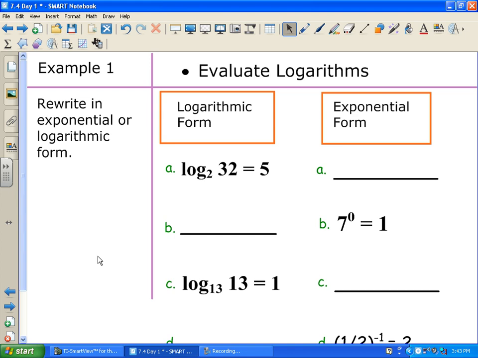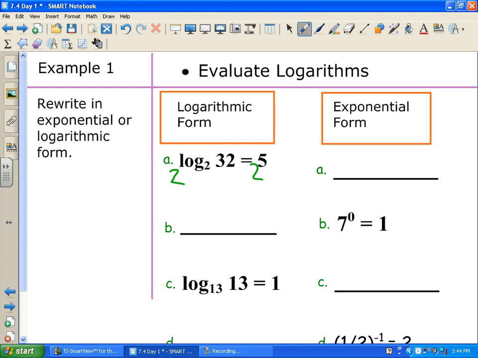So I have log base 2 of 32 equal to 5. I want to get rid of the log and get into exponential form, so I will introduce a base. The base I'll introduce will match. I want to introduce a base of 2 to both sides of that equation.